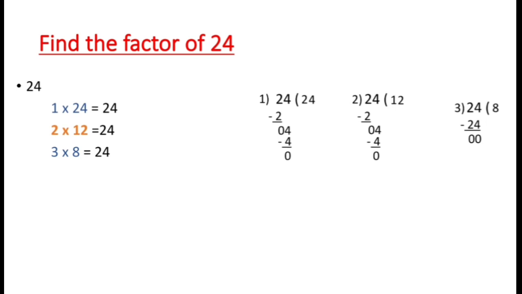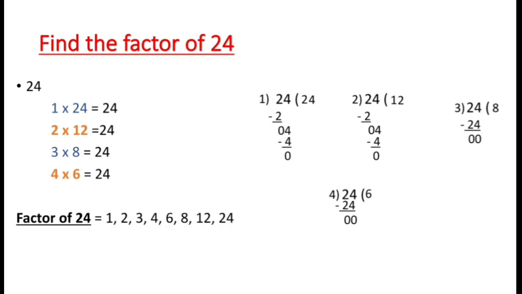Then now 4 is the divisor, 24 is the dividend. In 4 table, how many times we get 24? 4 6 are 24. The remainder is 0. 4 6 are 24 or 6 4s are 24. Now can you tell me the factors of 24? 1, 2, 3, 4, 6, 8, 12 and 24. These all numbers are factors of 24.